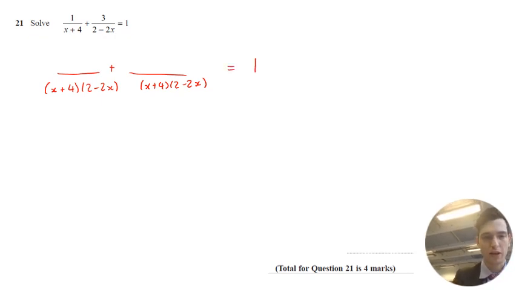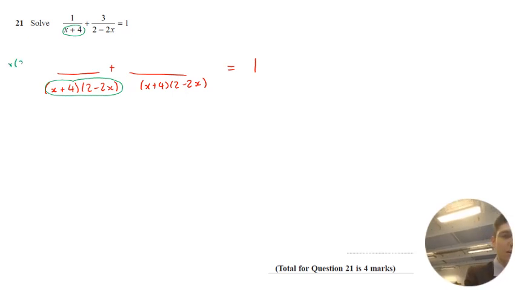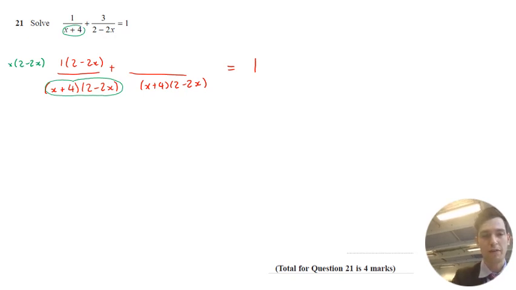Now, I need to decide what my numerators are. So if I think about what I need to do to get from x plus 4 to x plus 4 times 2 minus 2x, I need to multiply by 2 minus 2x. So my first numerator is going to be 1 brackets 2 minus 2x. That makes sense, because if I imagine cancelling out that 2 minus 2x, I'm left with 1 over x plus 4.